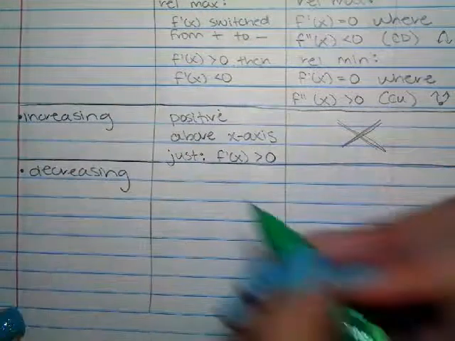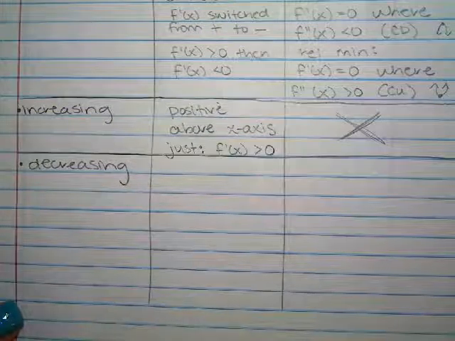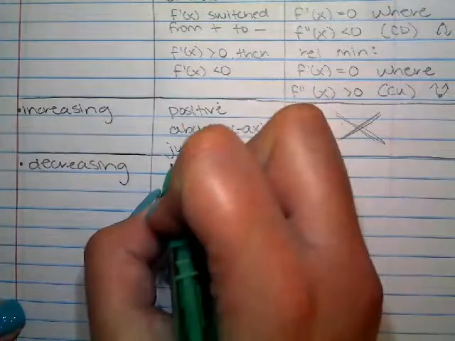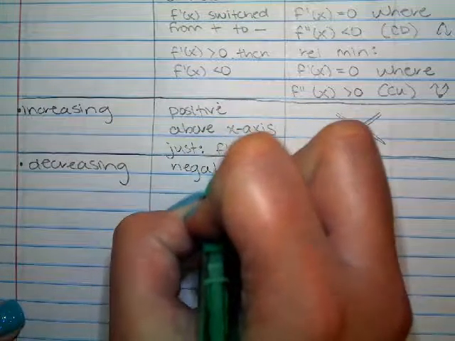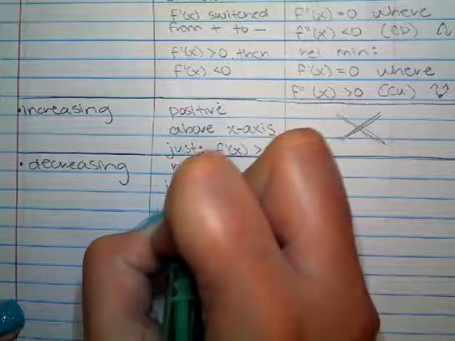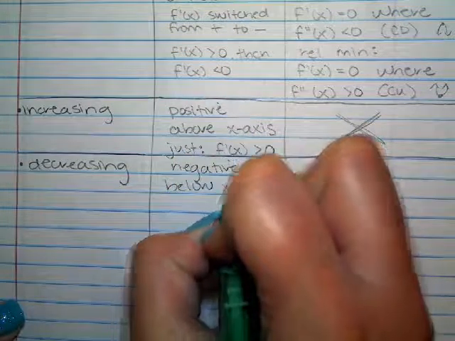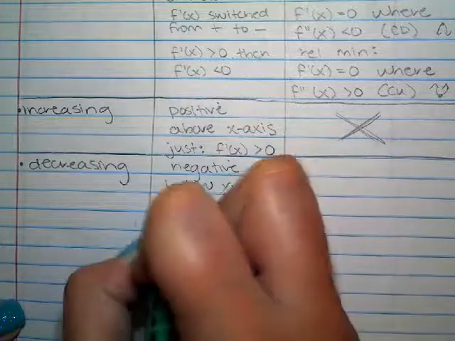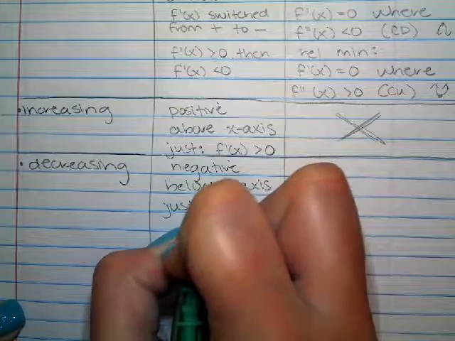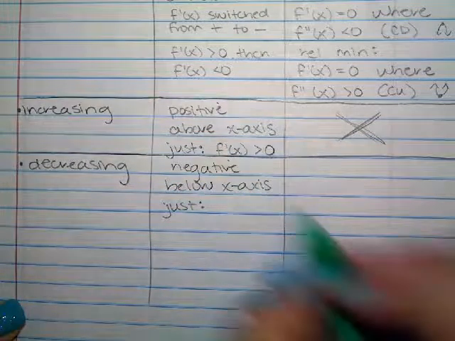All right, decreasing. So what do we see about the derivative? If we look at the graph of the derivative, what are we going to see if we know that the function is decreasing? Negative output, or it's below the x-axis. And then what type of justification are we going to write on an FRQ? f prime of x is less than 0.